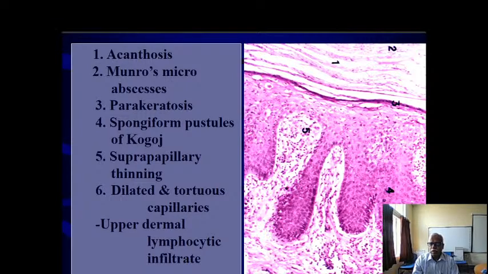So first is acanthosis, here acanthosis. Second is the abscess, Munro's microabscess in the stratum corneum. Then it's parakeratosis, thick line, number 3. And 4 is spongiform pustules of Kogoj. Here you can notice in the stratum malpighi.